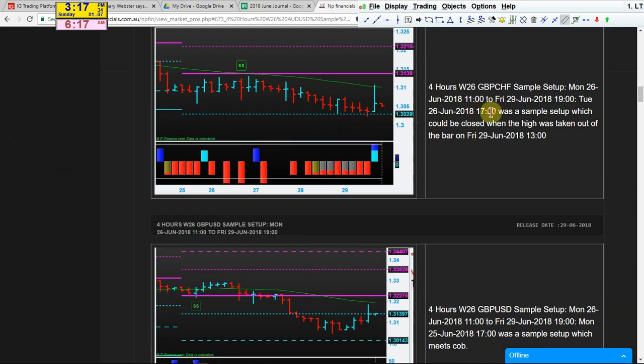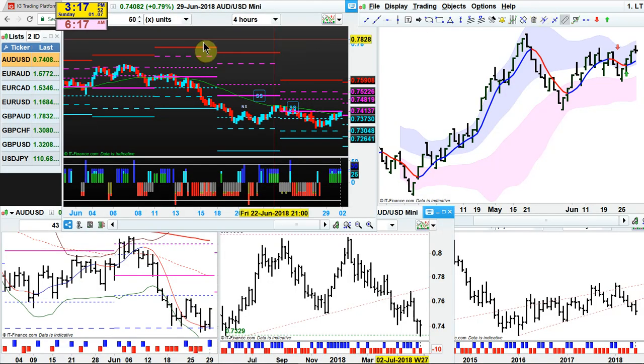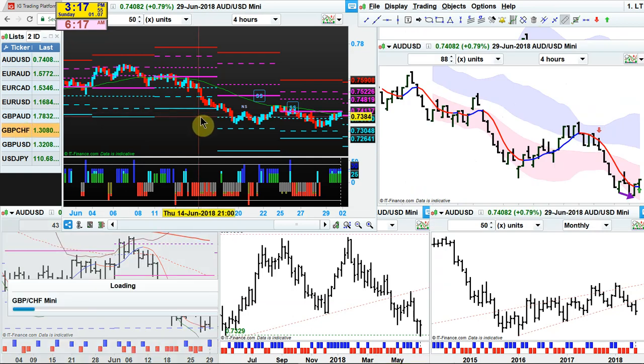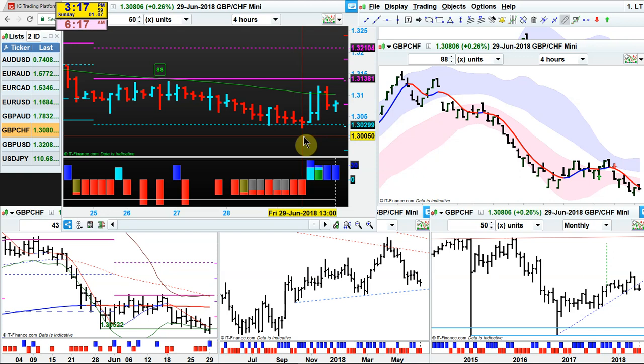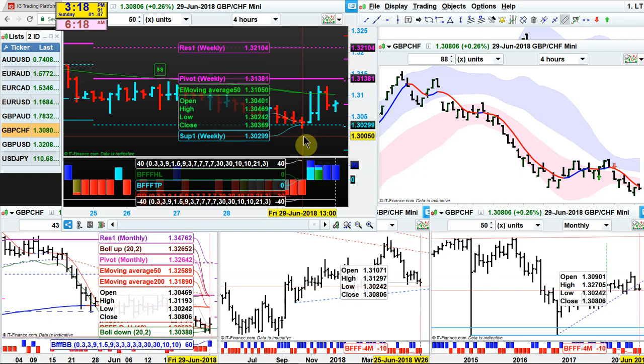This is a sample setup which closed when the high of this bar was taken out, because this bar touched the support, closed above the support, and the high of this bar was taken. So what was the high of that bar? You have to go and see 29th of June 1300 for GBP CHF. The high was 130.47, plus 10 to get out.